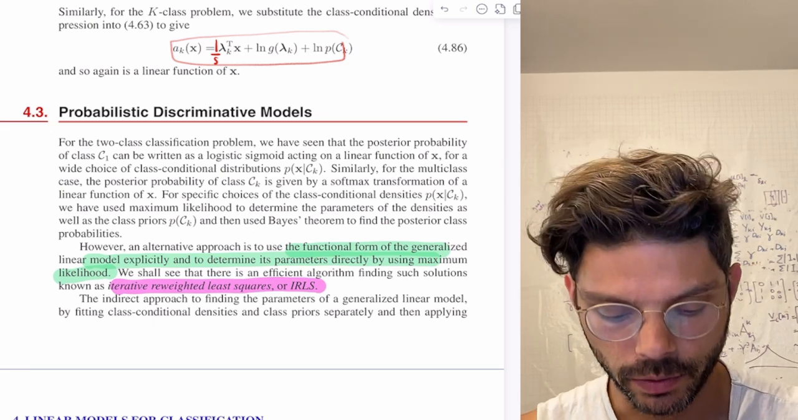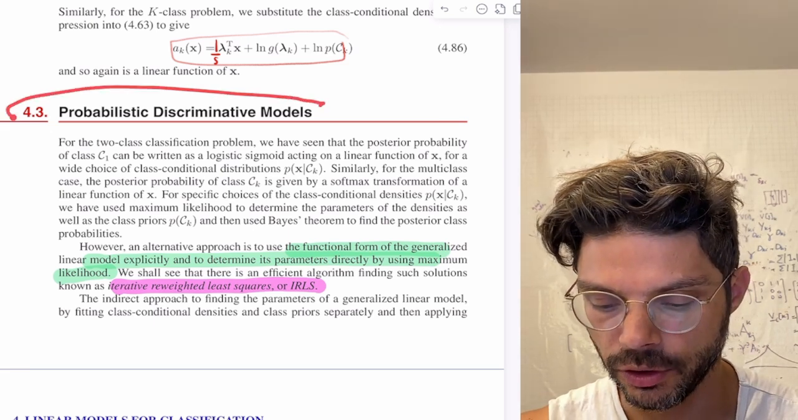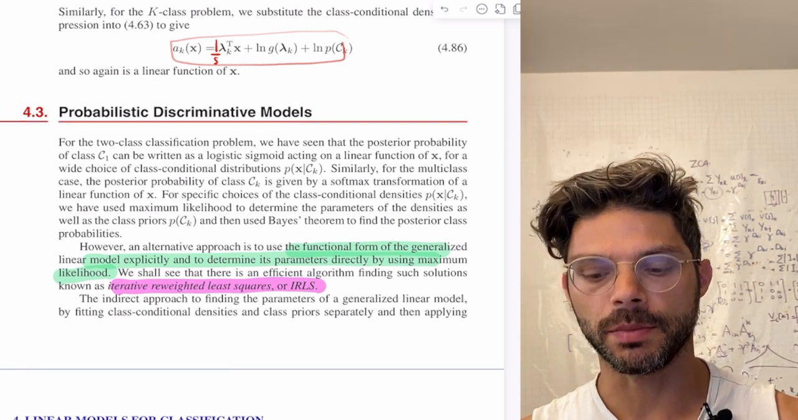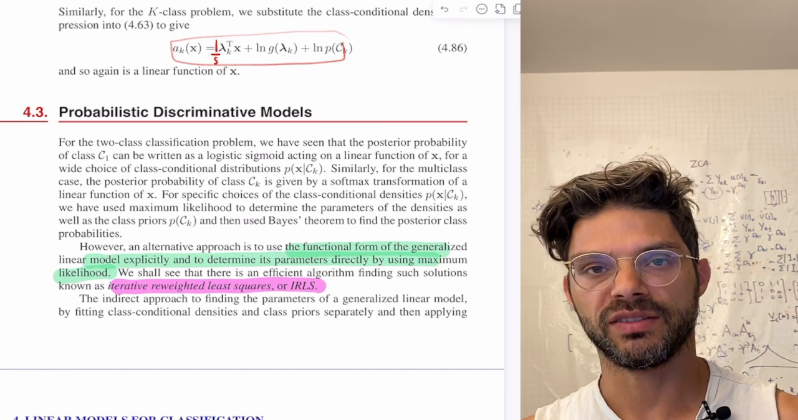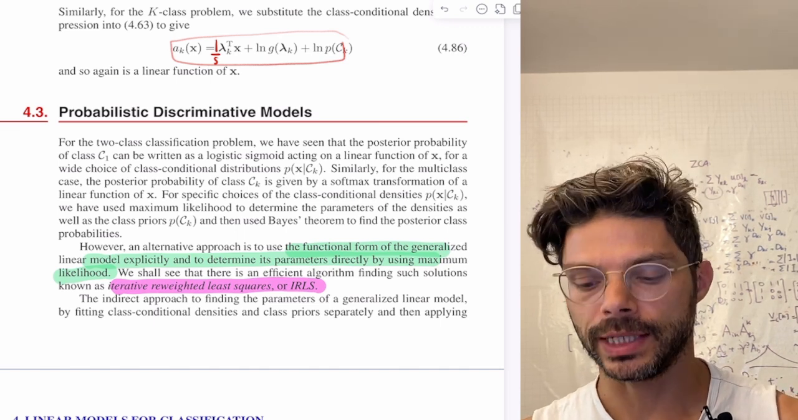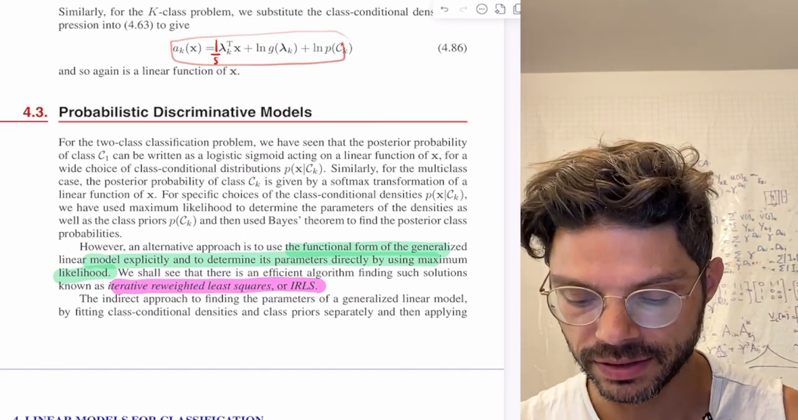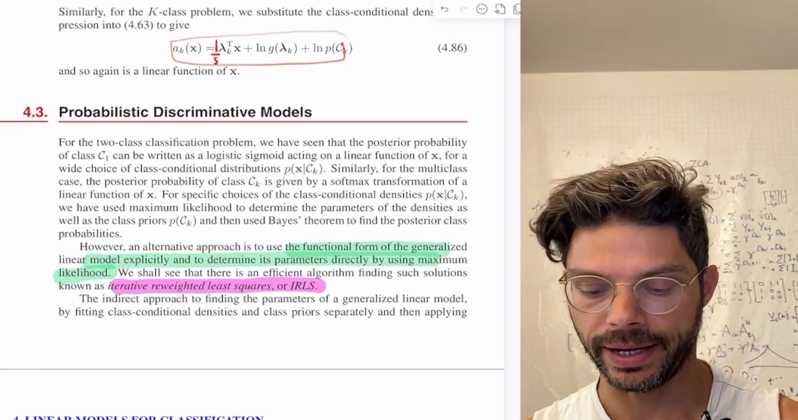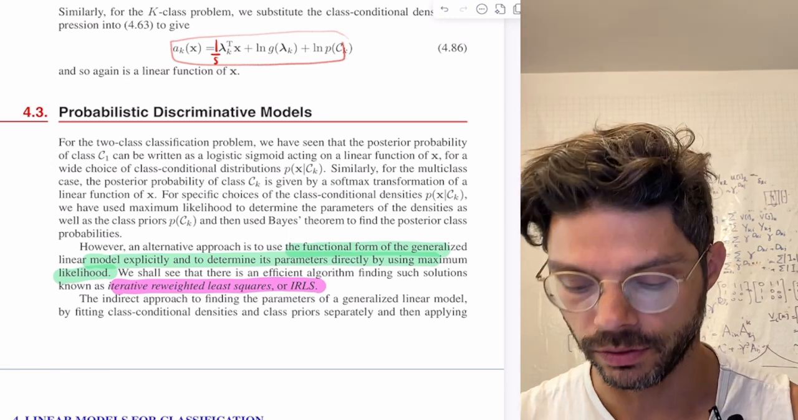All right, everyone, we are back and we are starting this new section on probabilistic discriminative models. In this approach, we're going to be actually modeling the posterior distribution of a class given a data point directly, and that can have certain advantages that we're going to discuss.